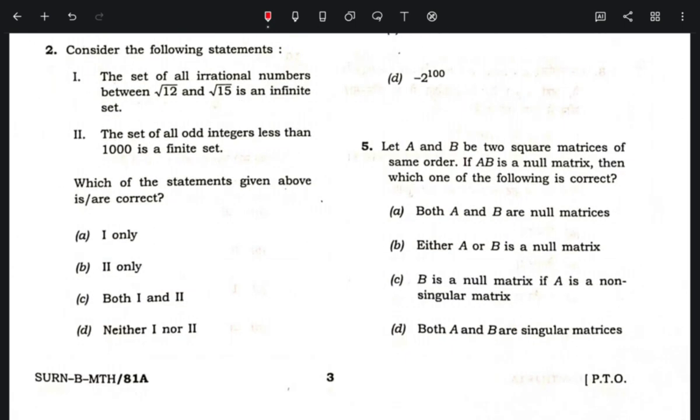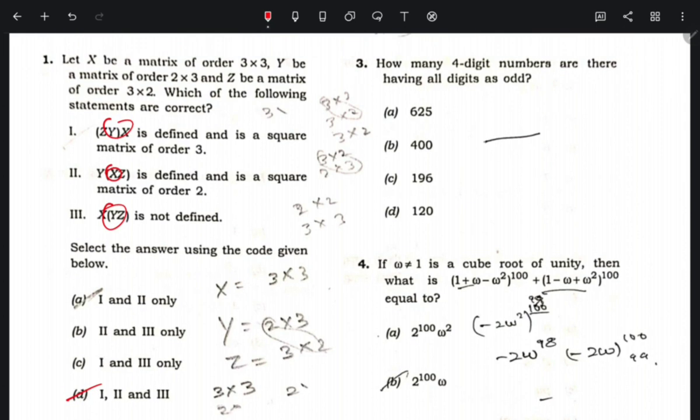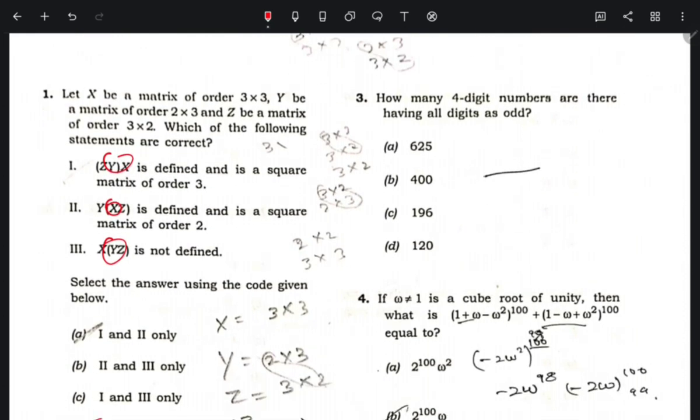The set of all irrational numbers between them is infinite, and odd integers less than 1000 is a finite set. They have given that it is a finite set, but it is actually an infinite set. So again, it's only A. I'm going to go fast because, like I said, this is only formula driven, and all of the questions are very easy. So let's go through.